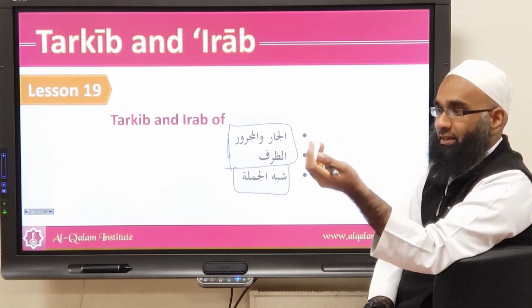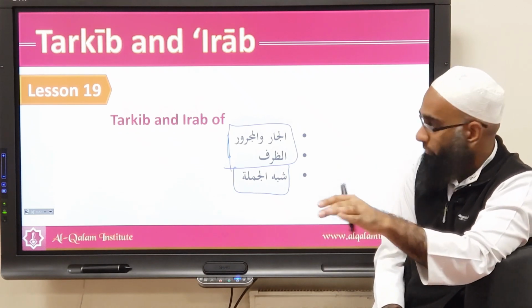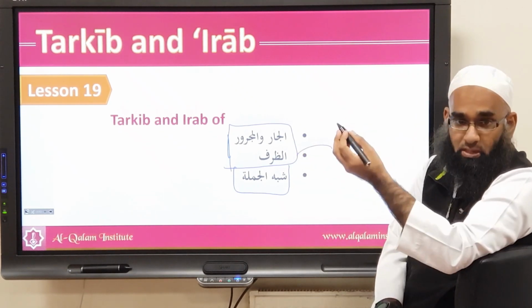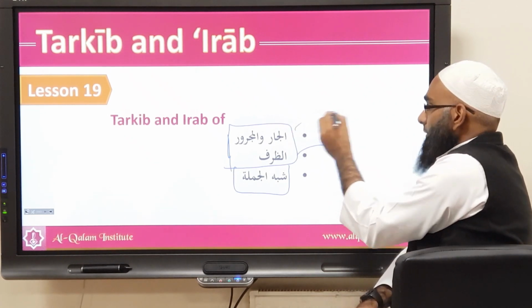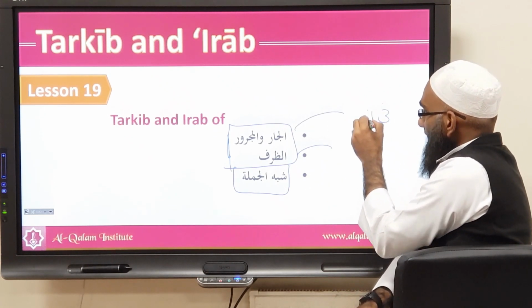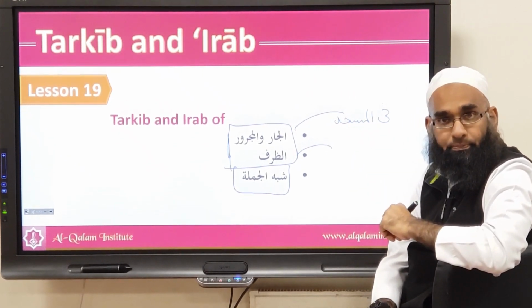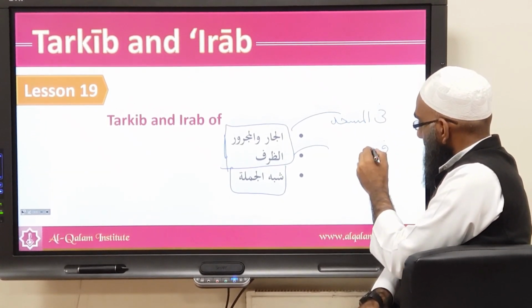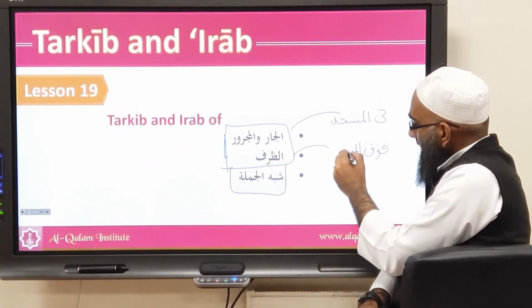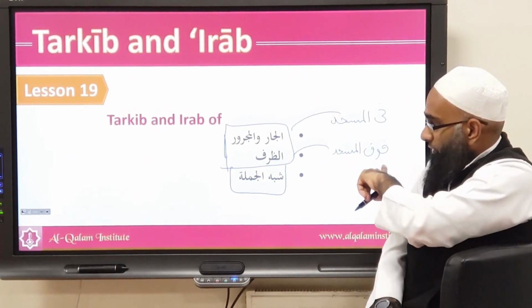What's a jar majroor? The huruf jarra with the majroor. And the zarf are isms which are mudaf and have a mudaf ilayh. So for example, a jar majroor will be what? Fil masjidi. Yes? Follow me? And then fawqal masjidi. That's a zarf because it's what?